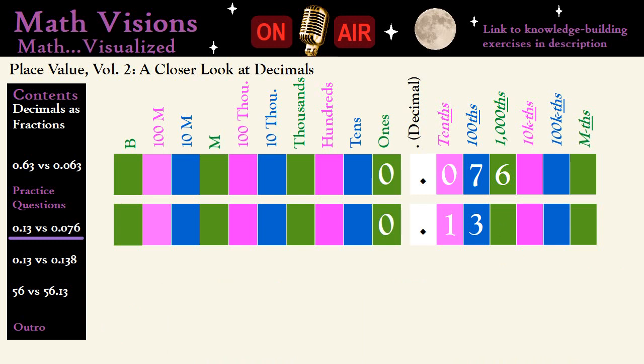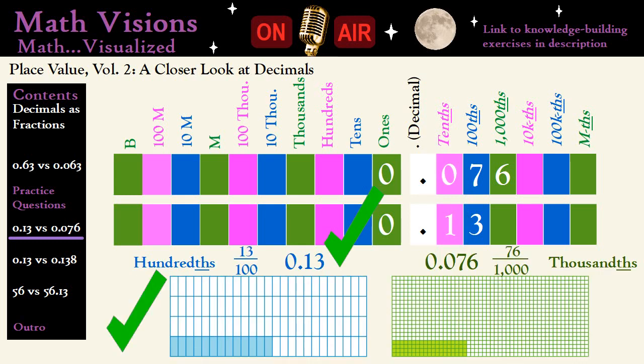0.076 and 0.13. What do we do next? If you said, look at the digit just to the right of the decimal, you're right. Now we see that our first number has 0, one space to the right, and our second number has 1 in this position. Therefore, our second number, 13 hundredths, is greater than 76 thousandths. Our visualizations drawn to scale verify this.